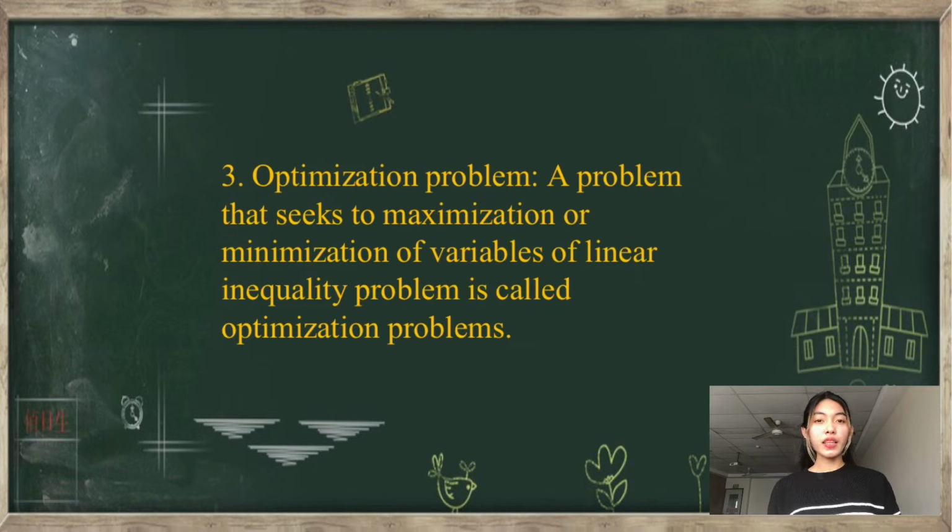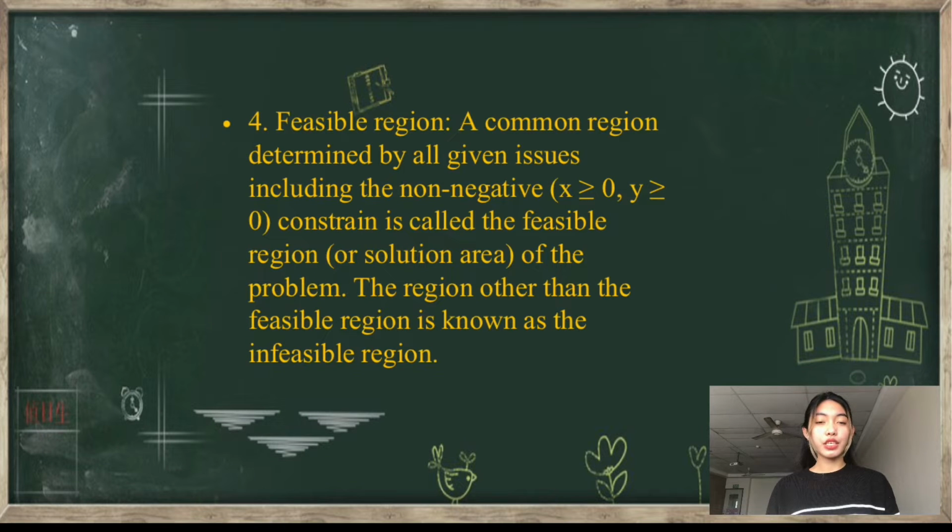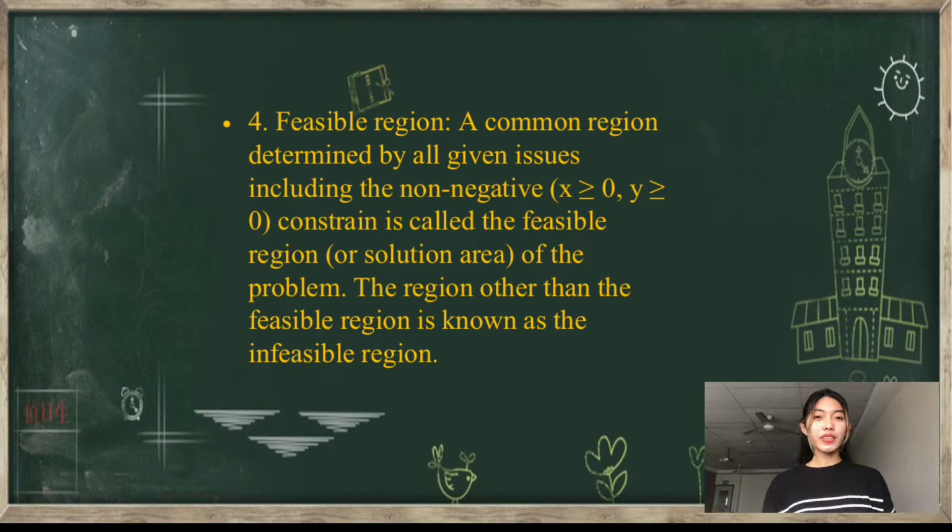And the third one is the optimization problem. It is a problem that seeks the maximization or minimization of variables of a linear inequality problem. It's called an optimization problem.